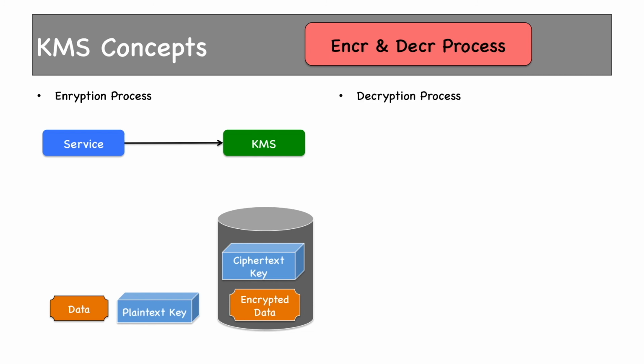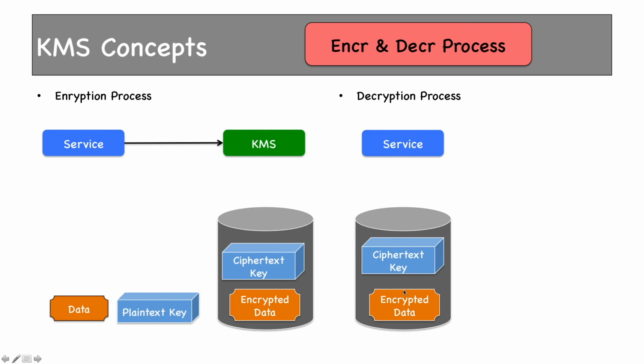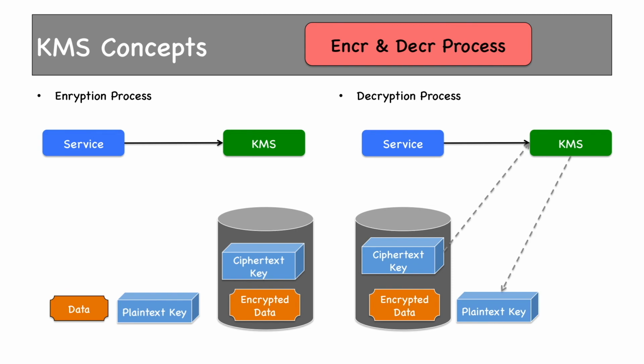Decryption process is just the opposite. This service wants to read this encrypted data. Data is stored along with the ciphertext key or encrypted DK. The key to decrypt this data is being stored in KMS. This service will again make a call to KMS along with the encrypted DK. KMS will return the plain text key or plain text DK, and this DK can be used to decrypt this data.